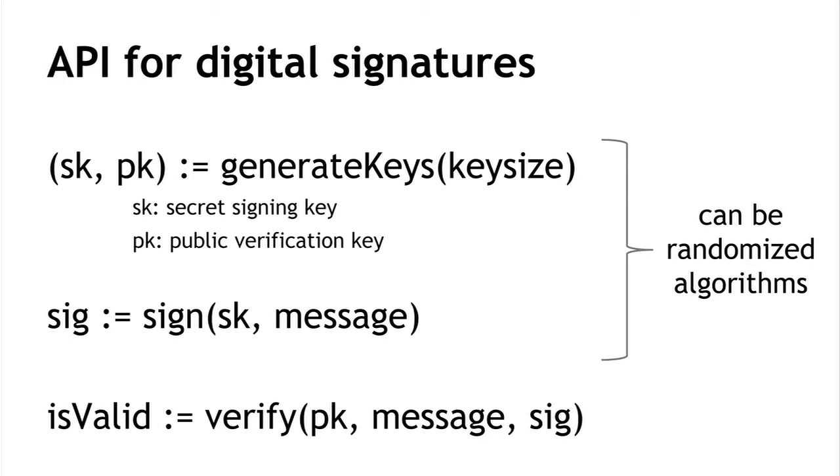These three operations, these three algorithms, constitute a signature scheme. I'll note that the first two can be randomized algorithms. The verification won't be; it will always be deterministic. In fact, if you think about it, generateKeys had better be randomized, because it ought to be generating different keys for different people.